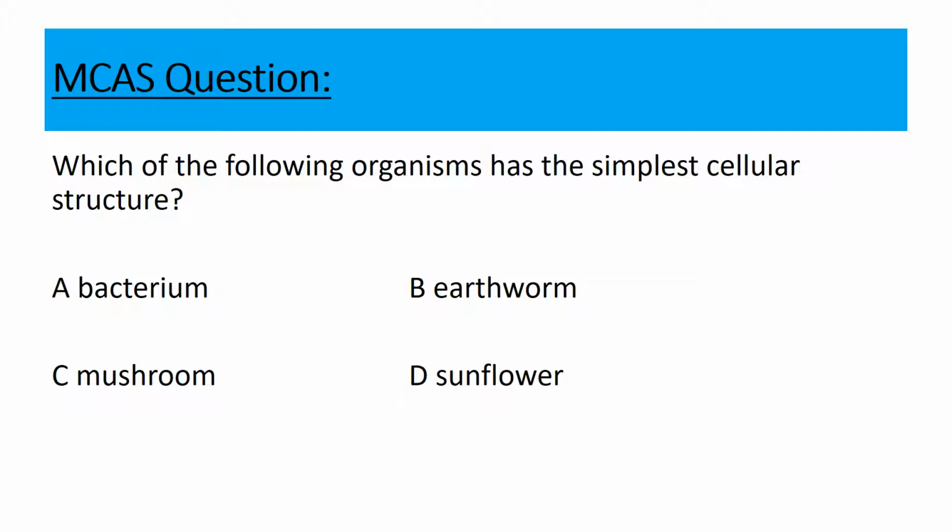Which of the following organisms has the simplest cellular structure? A, bacterium, B, earthworm, C, mushroom, D, sunflower. Well, a bacterium is a prokaryote, and we said that the simplest living things are prokaryotes, so the answer is A. Maybe the most interesting thing about this question is that these other organisms are probably things that you don't think of as complex or complicated. Earthworms, mushrooms, sunflowers, but compared to bacteria, these are very complex organisms.